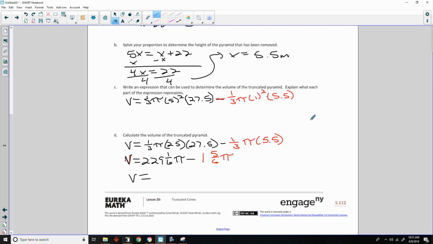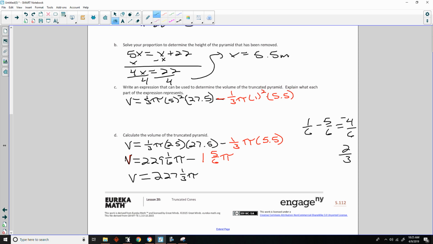So 1/6 minus 5/6 is negative 4/6, which is 2/3. Okay, so we're going to subtract 2/3 from our whole number. 229 minus 1 is 228, minus another 2/3 is 227 and 1/3 pi.